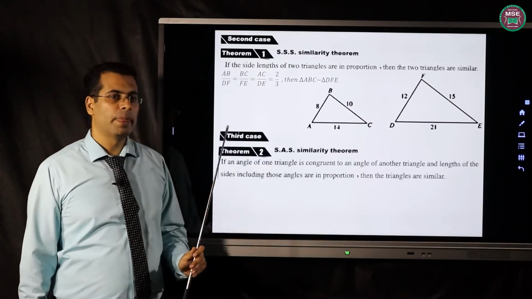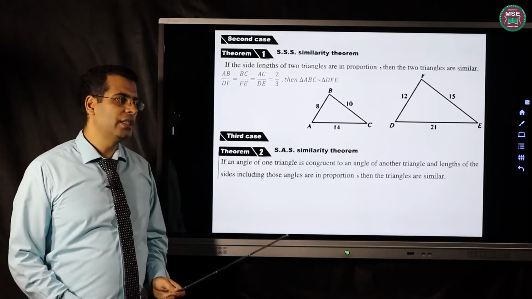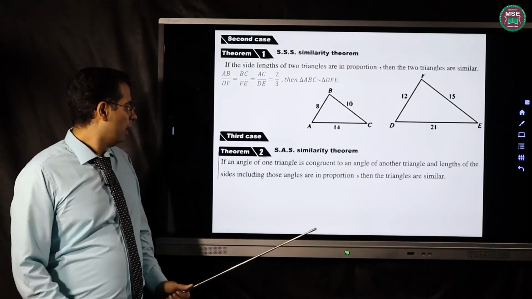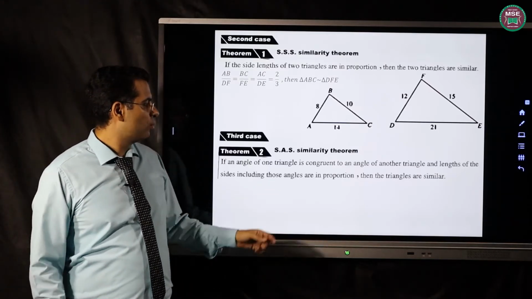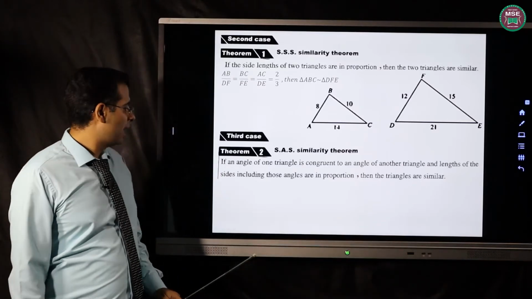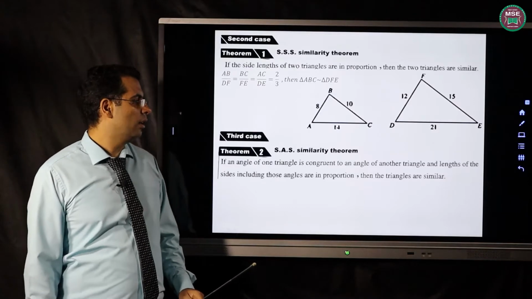Case number 3, SAS. What is the meaning of SAS? Two sides and the including angle. If an angle of one triangle is congruent to an angle of another triangle, and the lengths of the sides including those angles are in proportion, then the triangles are similar.